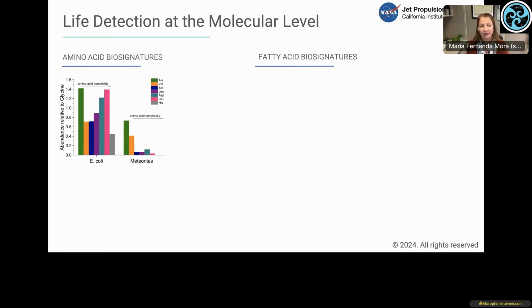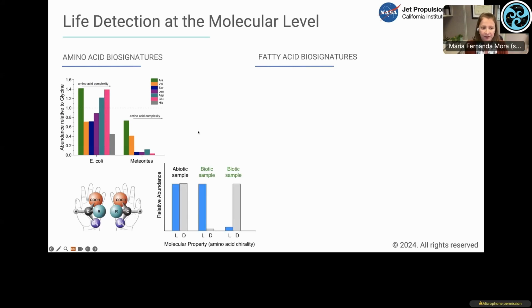So this is one way: if you look at the amino acids, you determine each amino acid in your sample, and you do these comparisons, you can tell if the sample has a biological component. The other very strong biosignature derived from amino acids is chirality, because mostly on Earth we use L amino acids and not so much the D amino acids. And we know in abiotic samples there is no preference, so you mostly end up with a 50-50 mixture of L and D. So this is a second biosignature that we get from amino acid analysis.